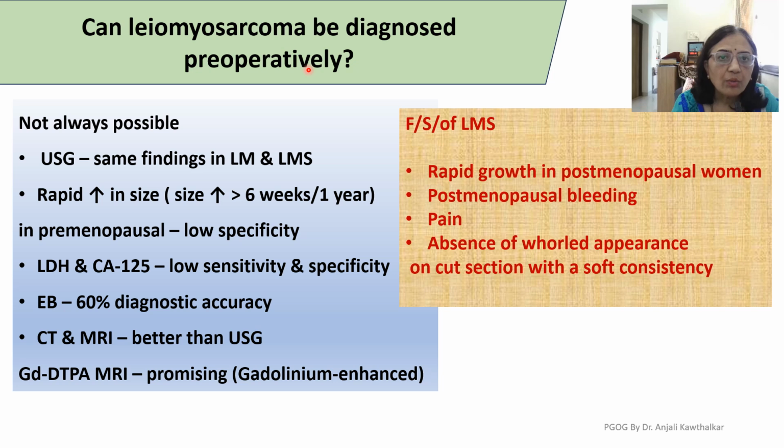Can leiomyosarcoma be diagnosed preoperatively? It is not always possible. Unfortunately, with the best of the diagnostic modalities which are usually available, it is not always possible to suspect leiomyosarcoma because the size is not giving us an idea. Even a large leiomyoma might be absolutely benign, and a small one might be having a leiomyosarcoma spreading very fast.